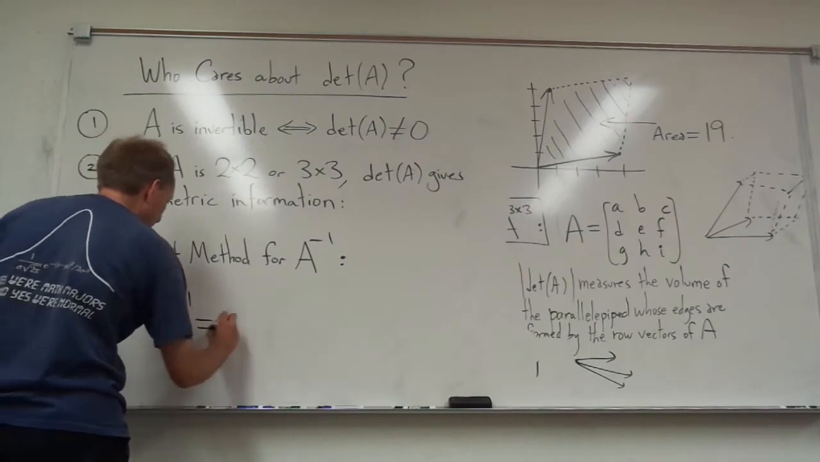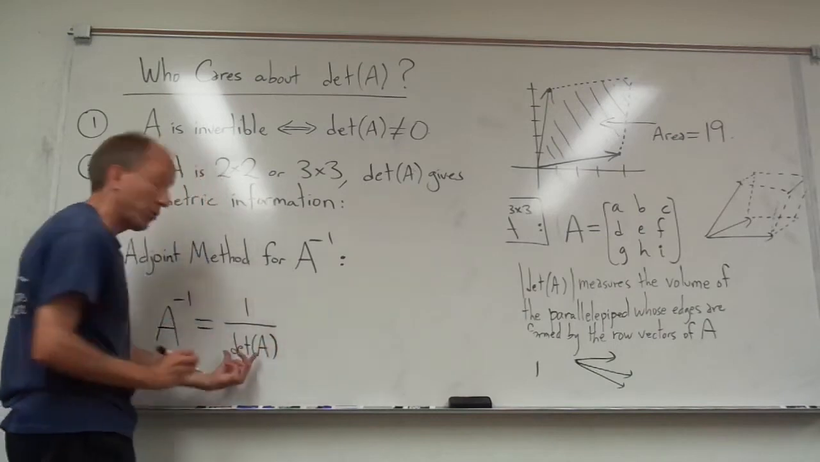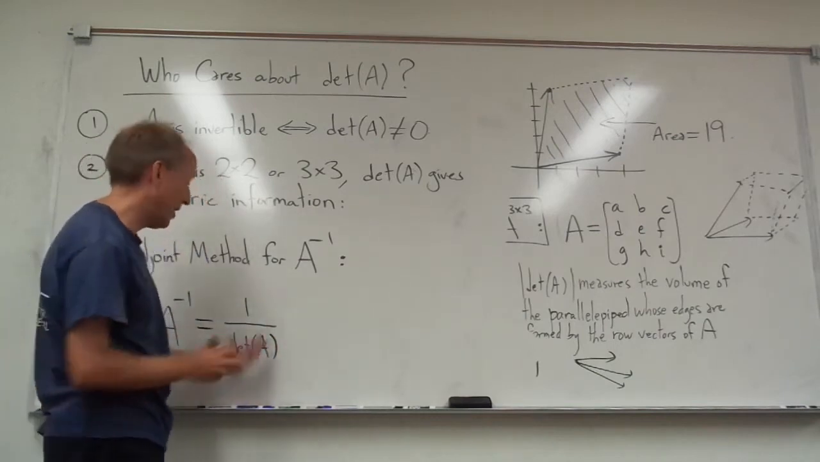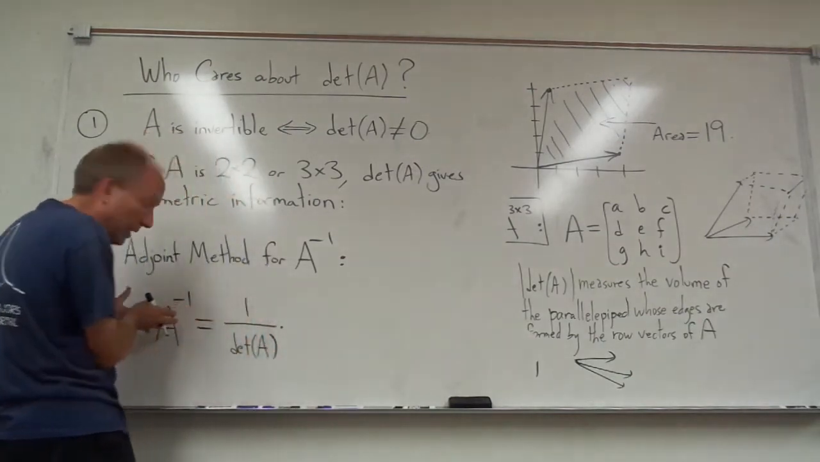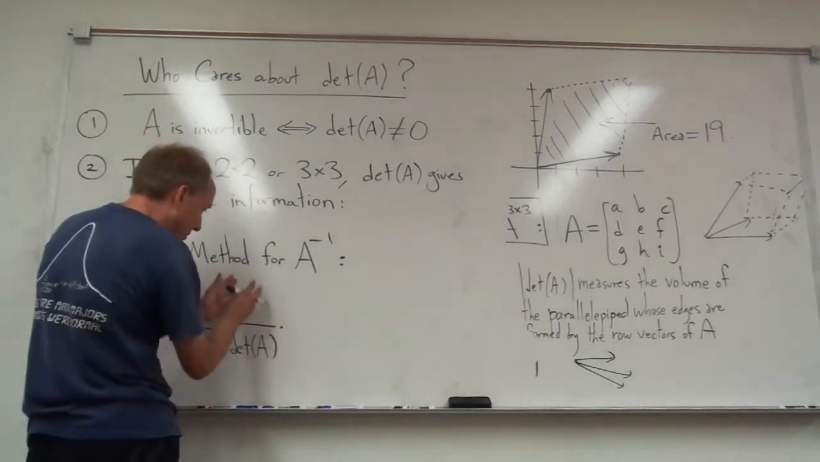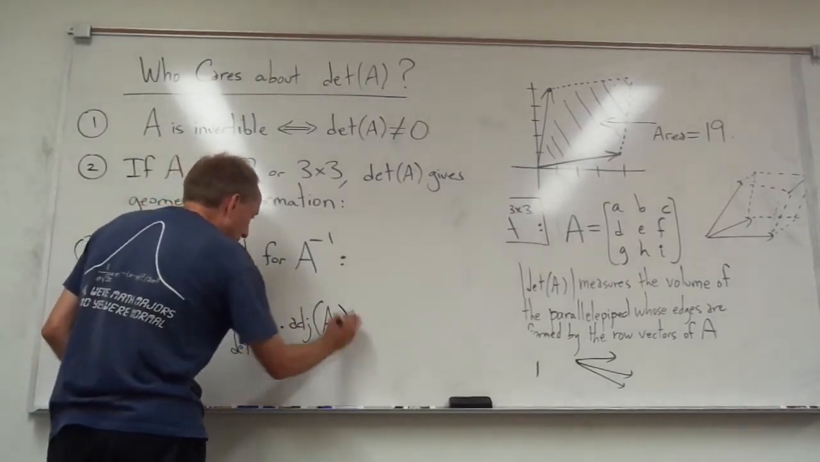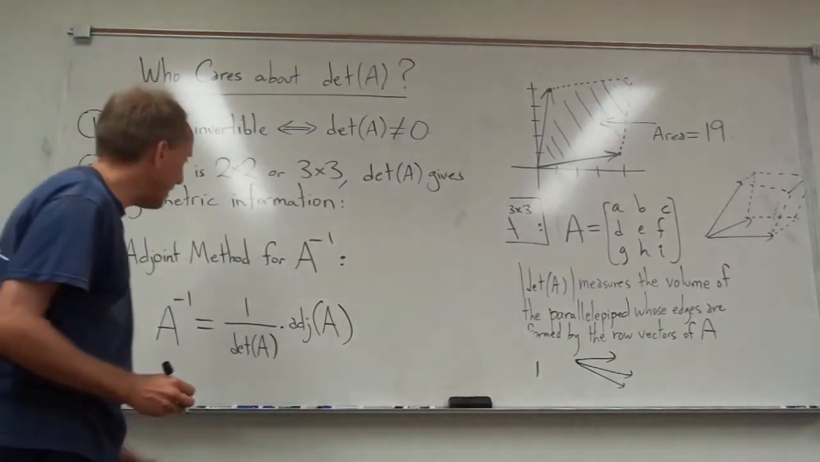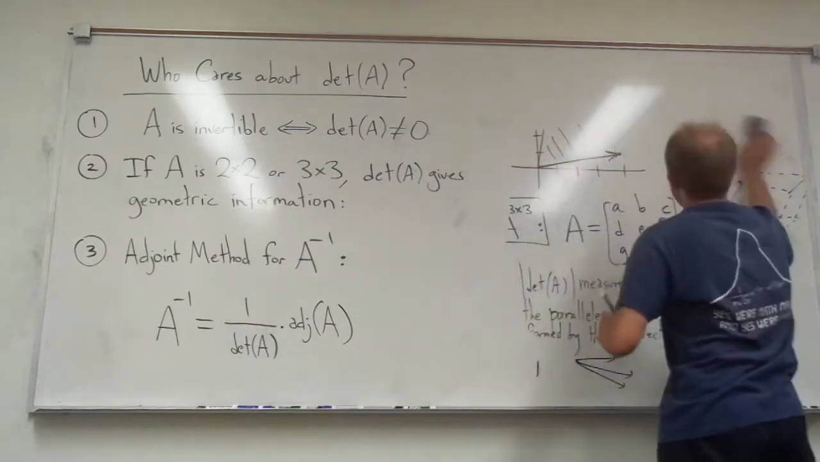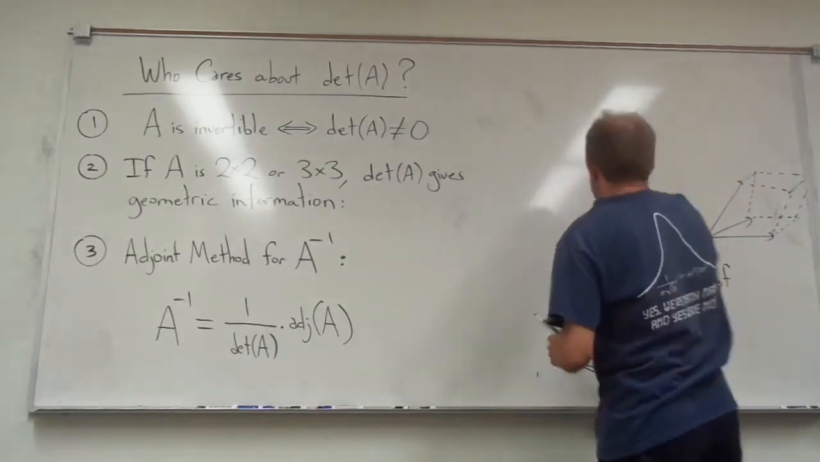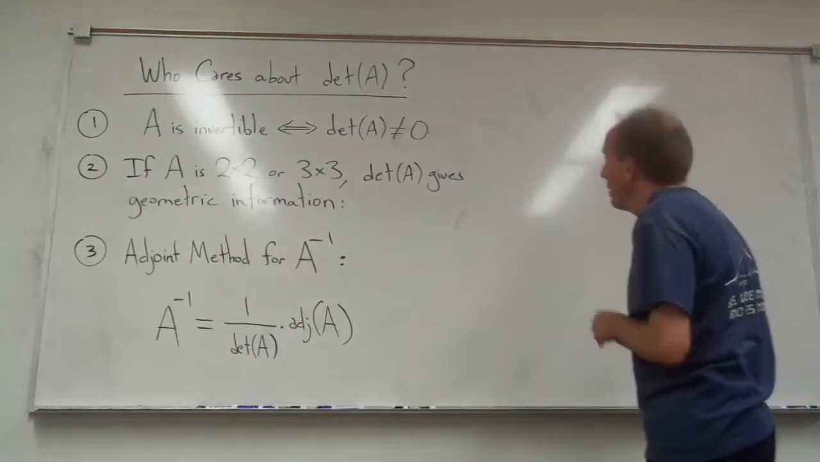So the formula is the following: 1 divided by the determinant of A. That, of course, has to be non-zero on the bottom, right? Otherwise this doesn't make any sense. This is just a number. So to get the inverse of the matrix, I'm going to multiply this scalar by a matrix. The matrix is written ADJ of A, and that's called the adjoint of A. Let me explain what the adjoint of a matrix is and how you find it. It turns out it's a pretty simple thing.